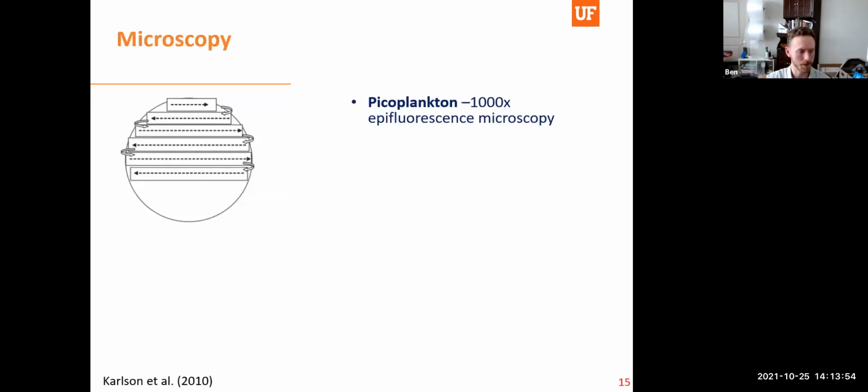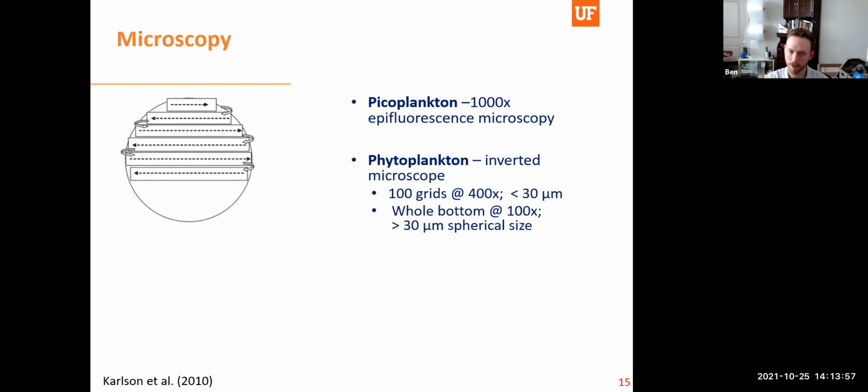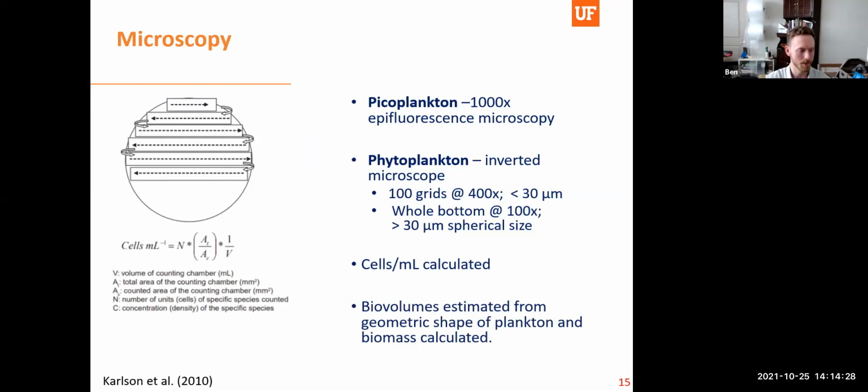And for the microscopy, we looked at both picoplankton and phytoplankton. The picoplankton was at 1000x using epifluorescence, and then the phytoplankton was counted using an inverted microscope. For phytoplankton less than 30 microns, we looked at them at 400x and did 100 grids. And for phytoplankton larger than 30 microns, we looked at the whole bottom sample, and this was made using a settling chamber. The cells per mL were calculated using this equation, and then biovolumes were estimated from geometric shapes of plankton, and then from that, the biomass was calculated.